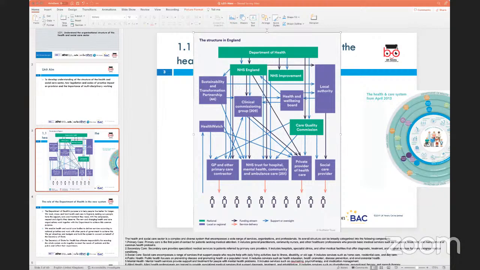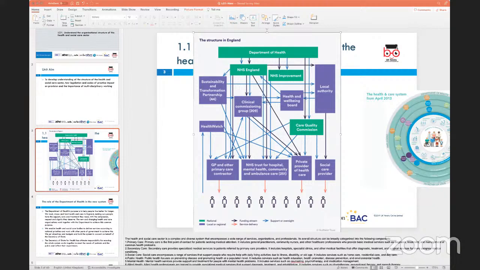So here, the overall structure of health and social care is under the Department of Health. And under the Department of Health, you have NHS England. You have the Care Quality Commission, which sits as an independent adjudicator and monitors the delivery of these services by creating processes and guidelines. So it's an independent regulator. That's why it's highlighted in green.